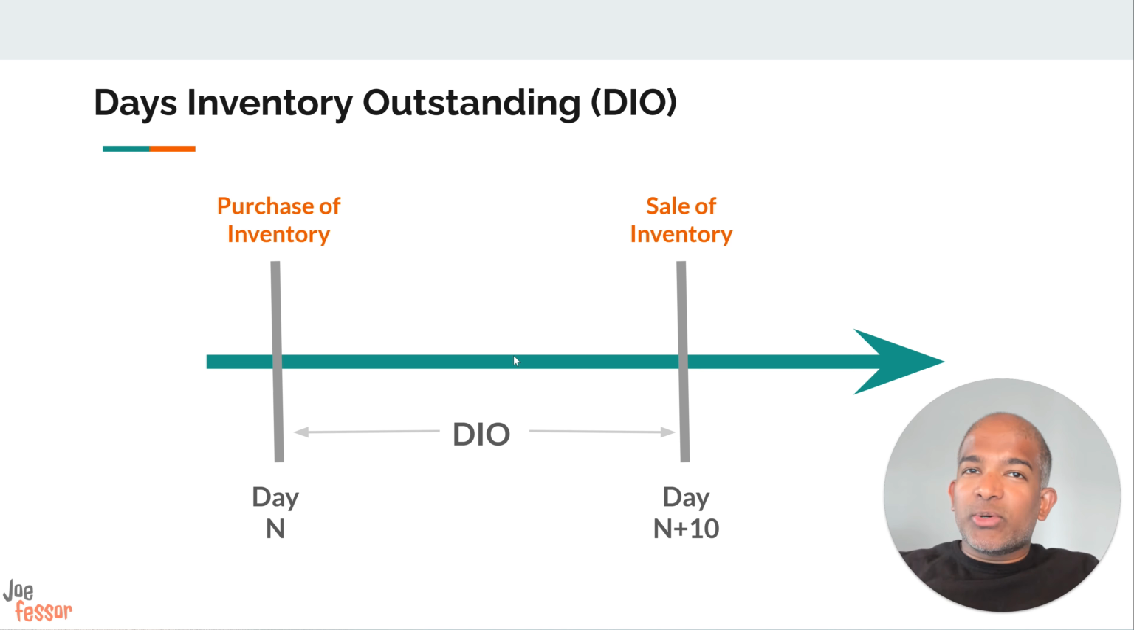A lower DIO generally indicates that a company is selling its inventory very quickly, which is a good sign. A higher DIO, on the other hand, might suggest potential issues with inventory management, such as overstocking or slow-moving items. We'll explore deeper into the calculations and implications of DIO in the upcoming slides.